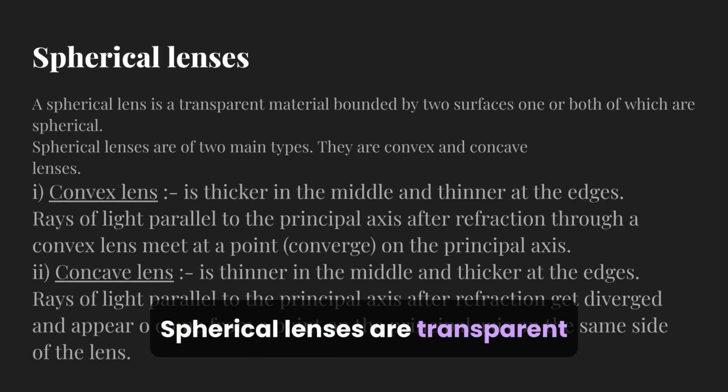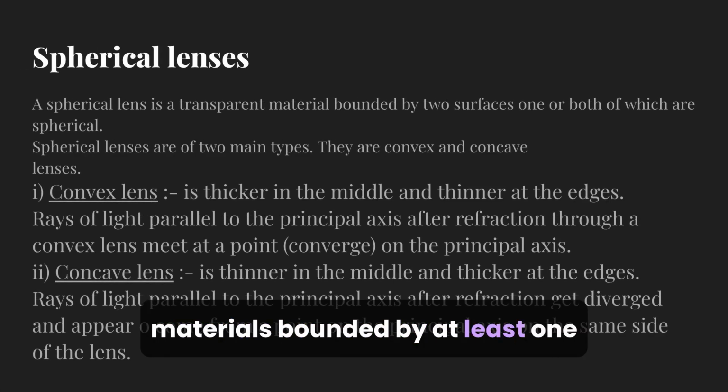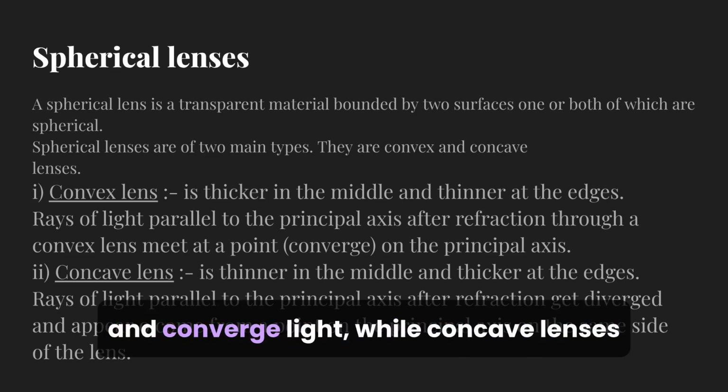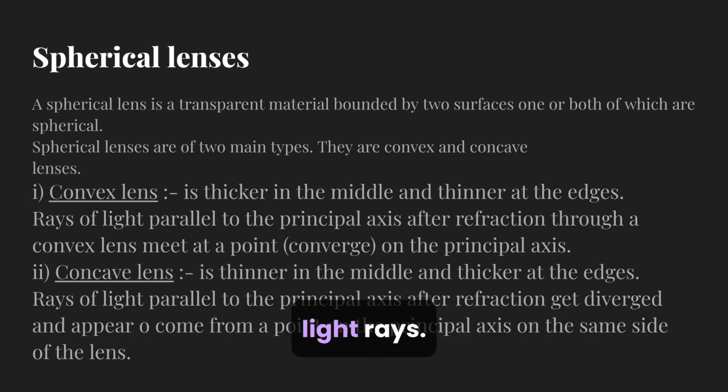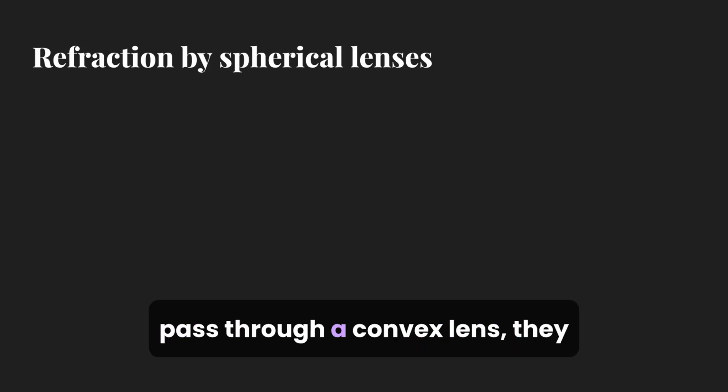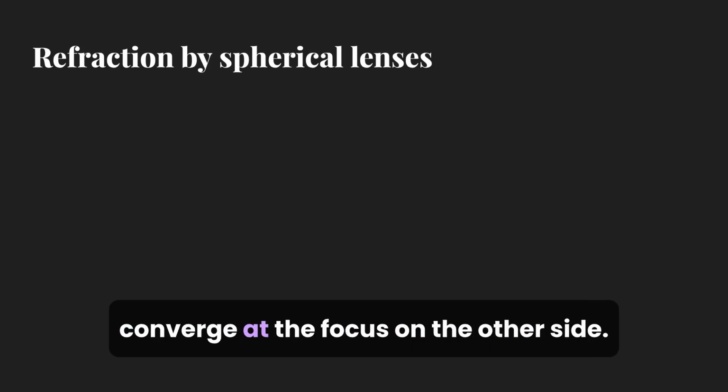Spherical lenses are transparent materials bounded by at least one spherical surface. Convex lenses are thicker in the middle and converge light, while concave lenses are thinner in the middle and diverge light rays.